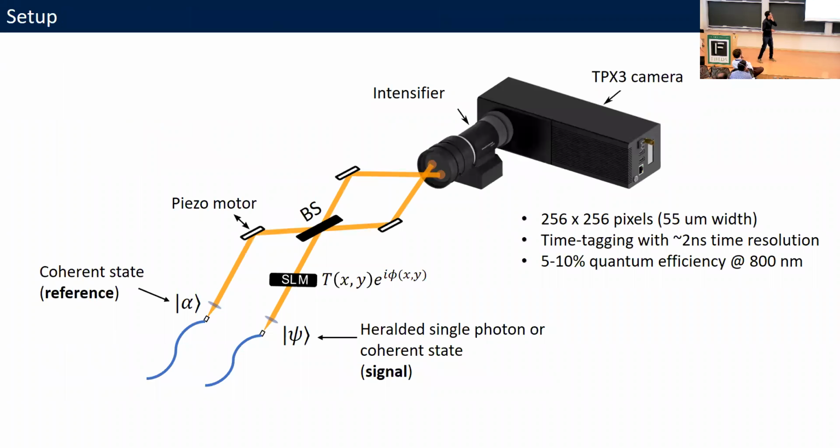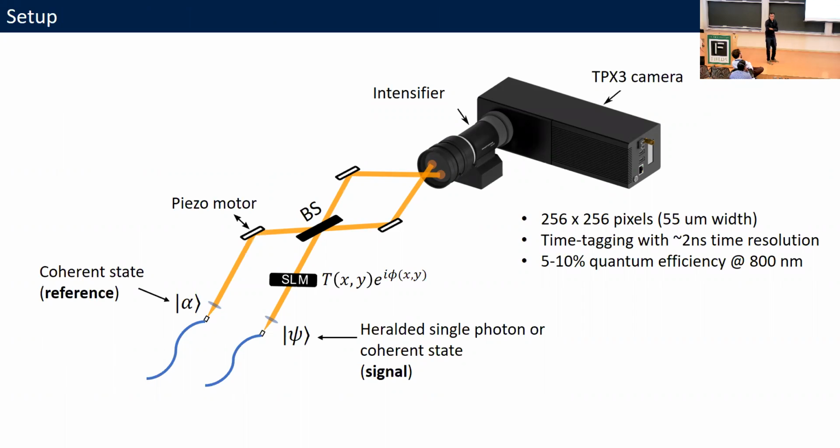So here was the setup that we built to test this idea. Coming out of these single mode fibers, on the left, we have the coherent state, and it comes out with a Gaussian spatial mode. On the right, we are either going to use a heralded single photon or a coherent state. So this will be the signal.